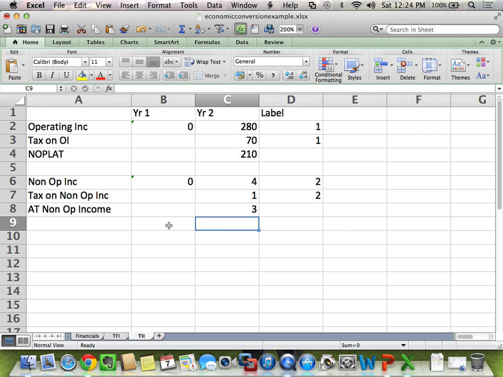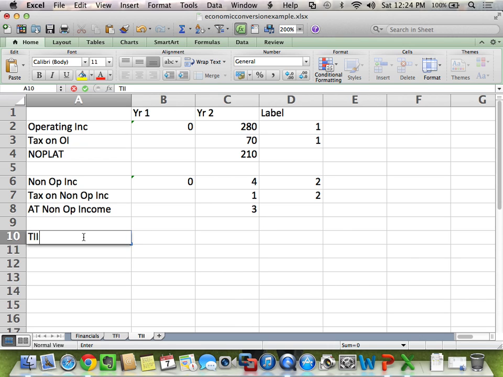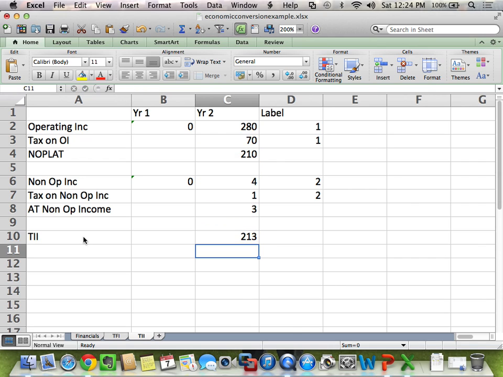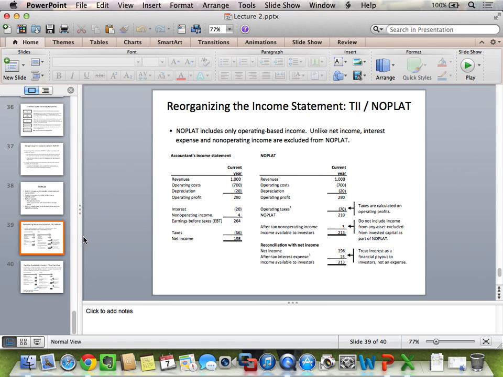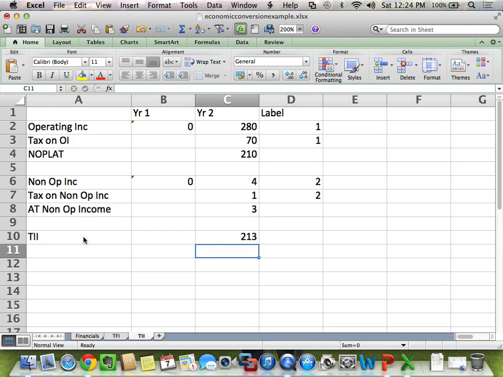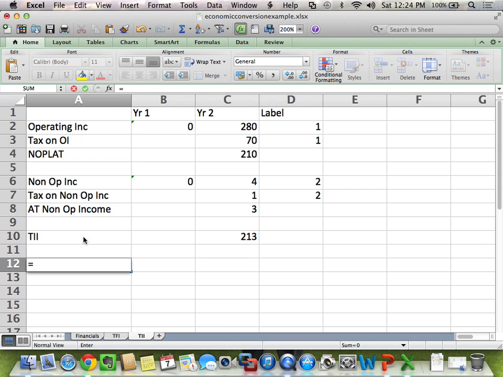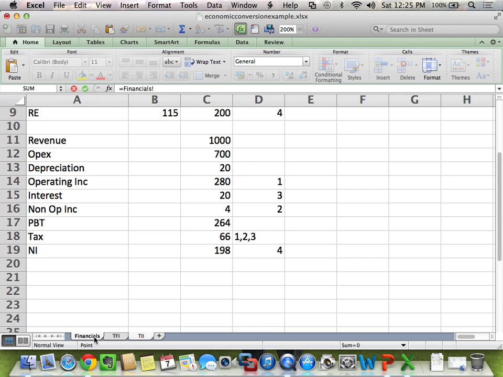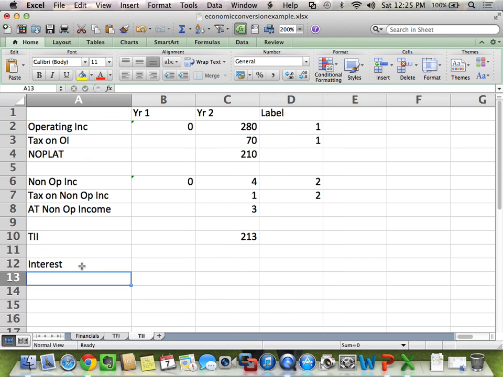Okay? So what is my total income available to investors? It's the NOPLAT plus the non-operating income after tax. It's the 213. That's the same as the 213 in the book. Right? Now, we're going to go back to your point. Next, I do my 3s and 4s. What is my debt cash flow? Well, my debt cash flow is my interest expense.